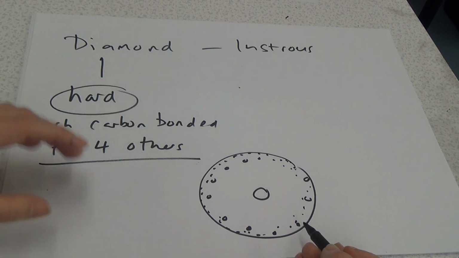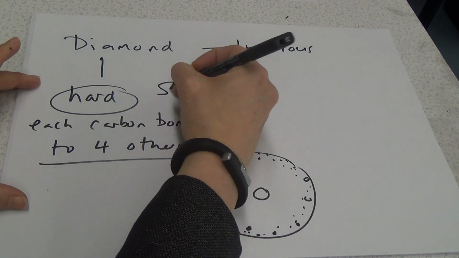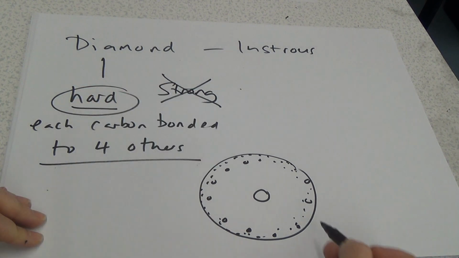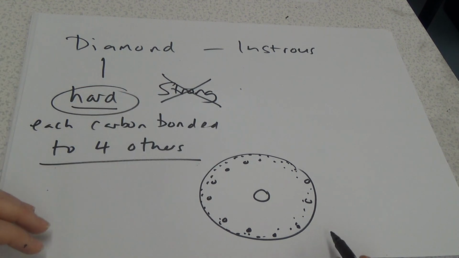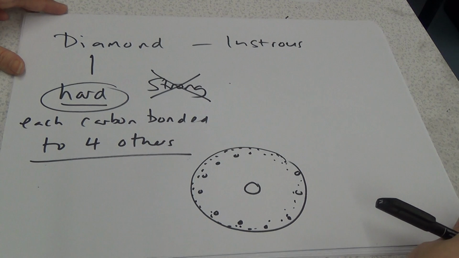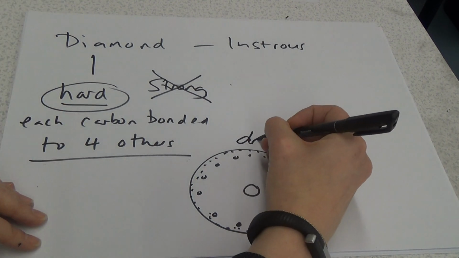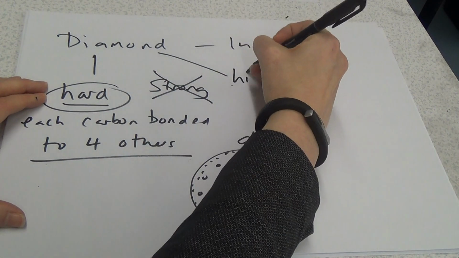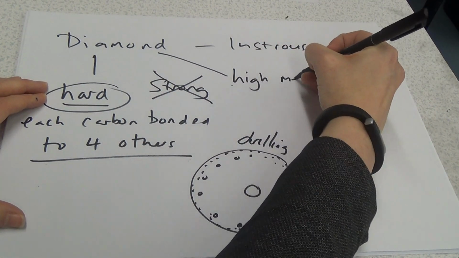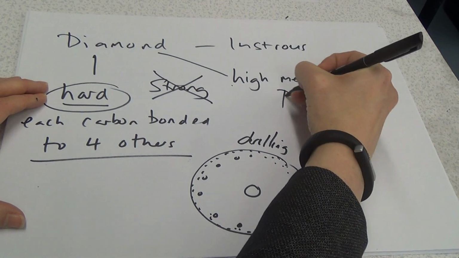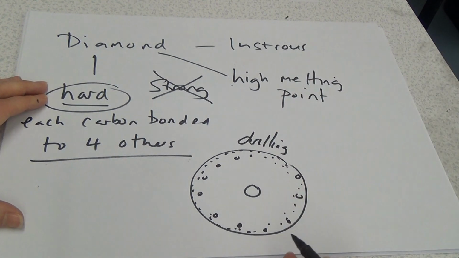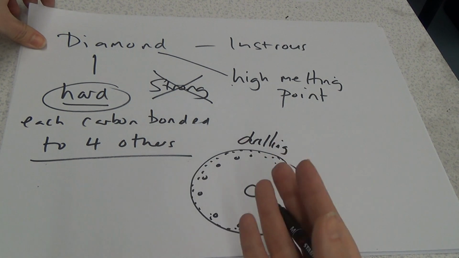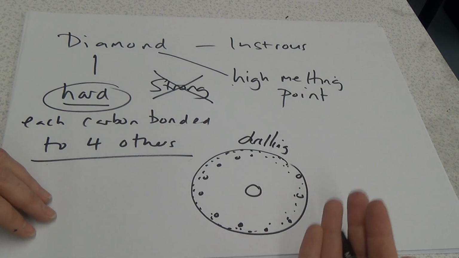And be very, very careful not to use words like strong, okay? That is not the correct word to use. You need to make sure you say that diamond is hard. So the hardness of the diamond makes it a suitable material for drilling. The other thing that makes it suitable for drilling is the fact that it has something again in common with graphite. It has a high melting point. Okay, so different uses for graphite, different uses of diamond are always linked to the properties that they actually have.